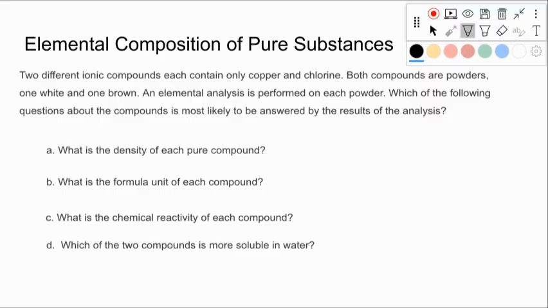If I look at these options, sometimes you have to think about the information that it gives you, and sometimes we have to cancel out things that are not as logical. So in this problem, we have: what is the density, what's the formula unit, what is the chemical reactivity, or which of the 2 compounds is more soluble in water. At this level in chemistry, we don't have the knowledge yet to answer a couple of these, so I'm just going to go over very briefly a couple of the topics. Let's start with solubility.